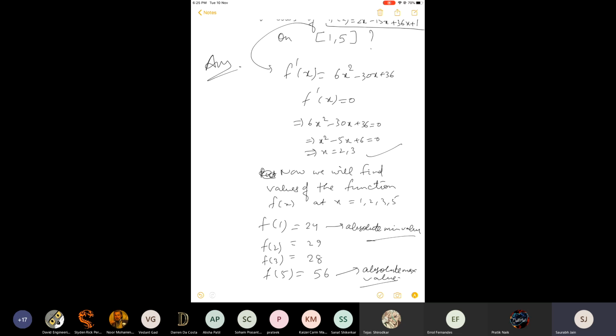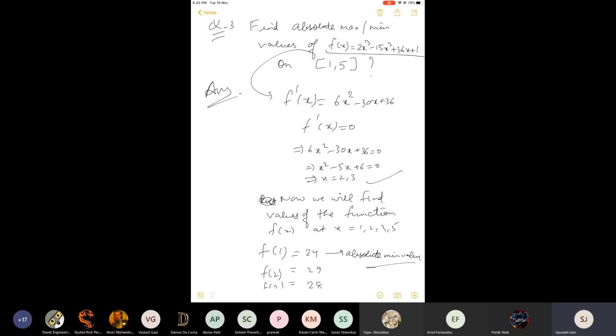This is what you are supposed to do when you have to find the absolute maximum or minimum. No need to find second derivative here, because second derivative will give you idea about local maximum minimum. They are asking the absolute maximum minimum. So either it can come at these values or it can come at the endpoint. We have to check, we have to find it.